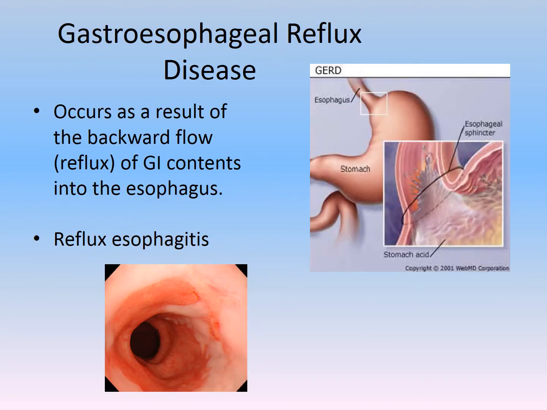So let's talk about gastroesophageal reflux disease, also known as GERD. This occurs as a result of the backward flow or reflux of GI contents into the esophagus. Normally, whenever the stomach contracts, it also closes off the esophagus instead of squeezing stomach acids into it. This prevents the reflux of gastric acid.